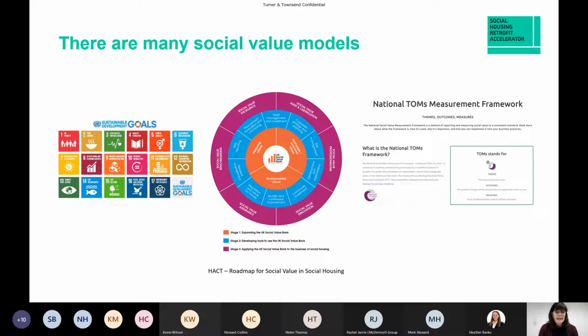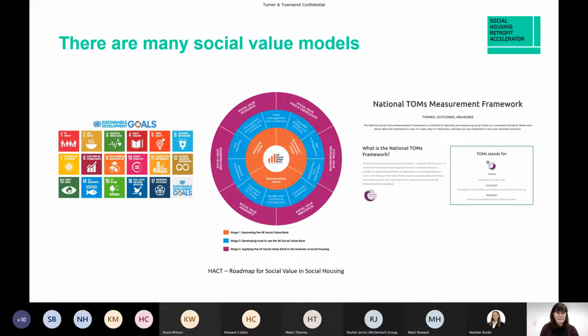HACT have got that lovely diagram in the middle, the roadmap for social value in social housing. So again, really interesting in terms of giving you a sense of how the different aspects interrelate with each other and how that can be delivered in a programmatic and very systematic approach.